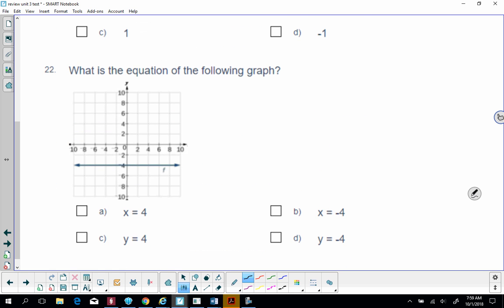What is the equation of this graph? This is going to be on your test, so we didn't really harp on it, and I want to make sure you know it. So, what is the y coordinate here? Y equals -4. That would be your answer. Even if we wrote it in slope-intercept form, we know our slope is 0, and we know our y-intercept is -4. You don't need to put 0x. You can just write y equals -4.